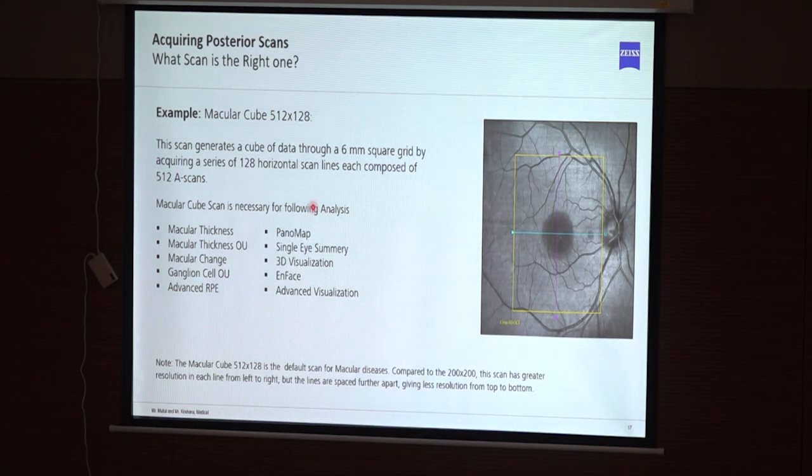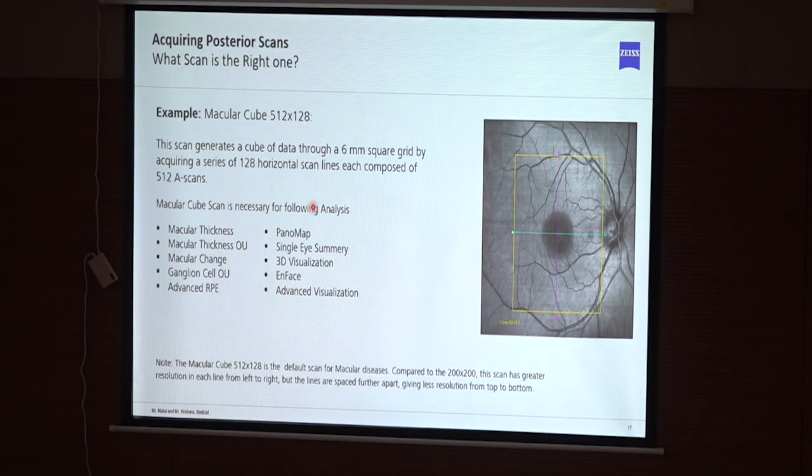One of the protocols is the macular cube 512 by 128. On that we will take a macular thickness, macular change analysis, ganglion cell analysis, and advanced RPE analysis. If it is a case of drusen and PED, you are better off looking at the advanced RPE, to see whether it is attached to the choroid or uplifted.